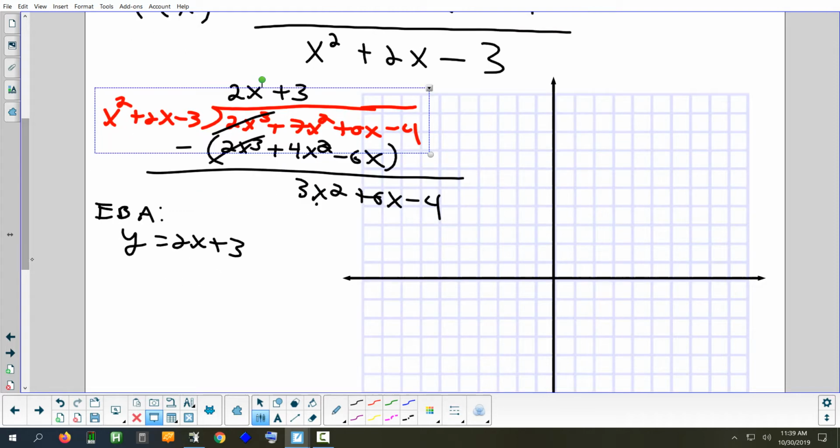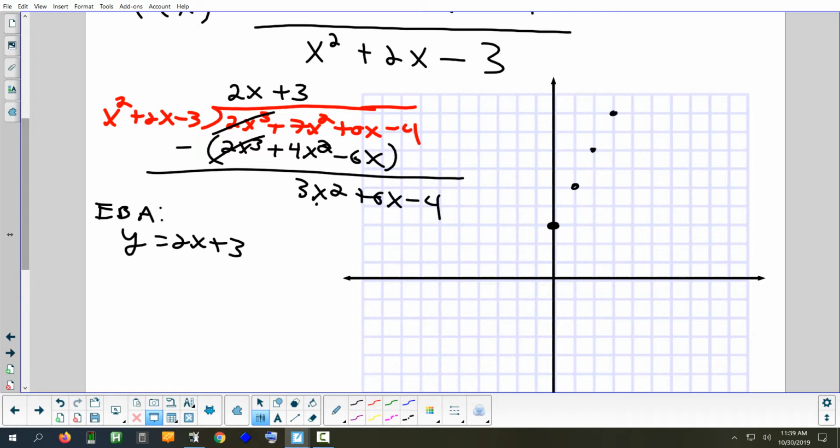All right, someone remind me, how do you graph a line with a slope and a y-intercept? What do you do first? Y-intercept. Okay, so my y-intercept is 3. So what do I do? Put a dot at 3 on the y-axis. And now how do I get another point on my line using my slope? Rise over run. Up 2, right 1.